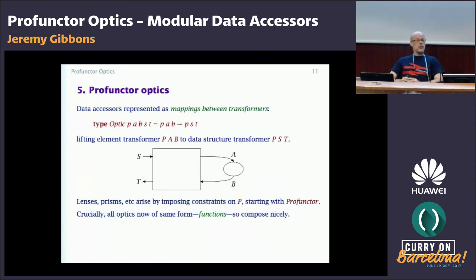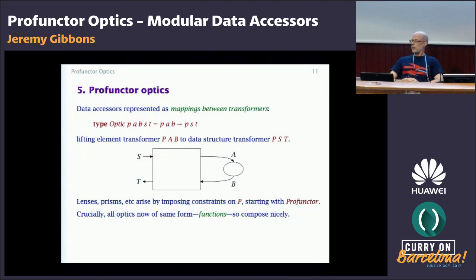So here's the new representation. It's a higher order representation. I'm going to represent these optics. I'm going to represent lenses and prisms and adapters and traversals not as these transformers, not as blobs that take A's in and B's out, but as mappings between transformers. So an optic is a way of turning a transformer that consumes A's and produces B's into a transformer that works in context and consumes S's and produces T's.